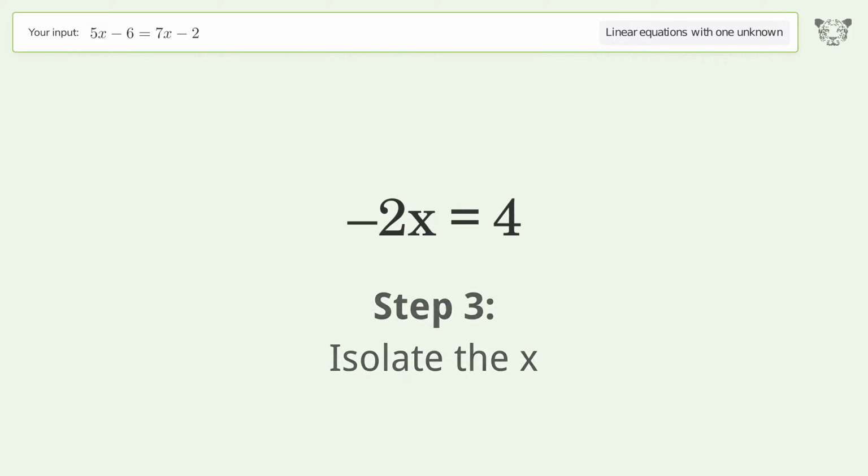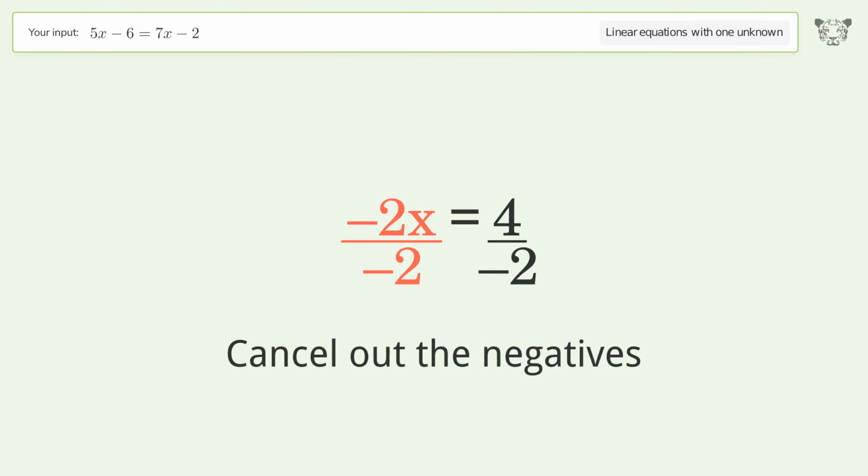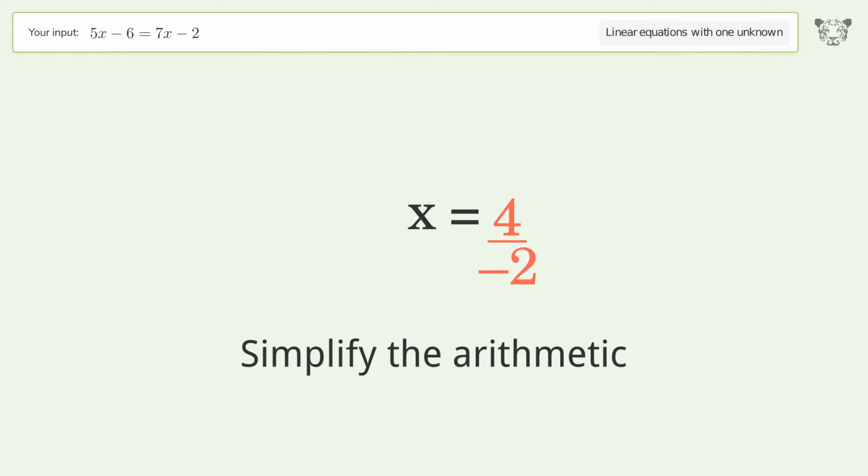Isolate the x. Divide both sides by negative 2. Cancel out the negatives. Simplify the fraction. Simplify the arithmetic.